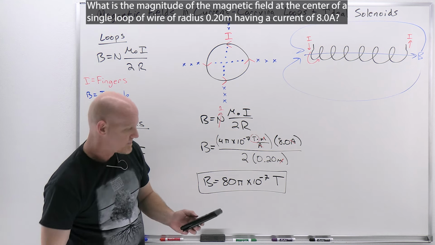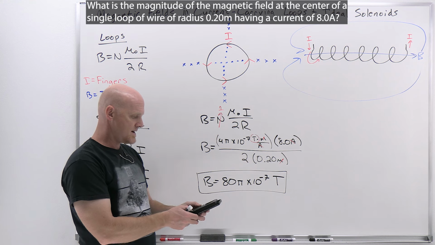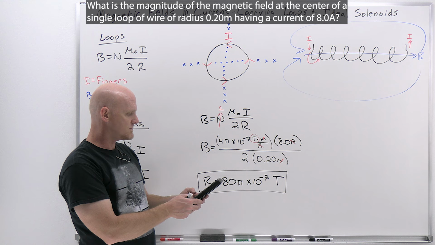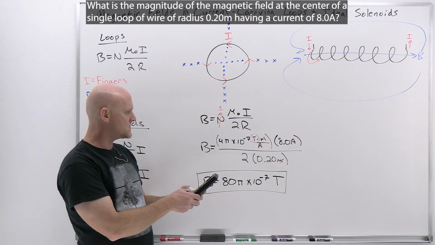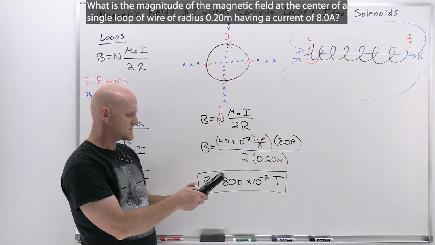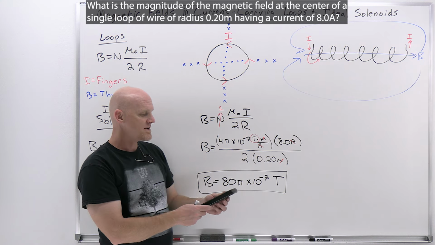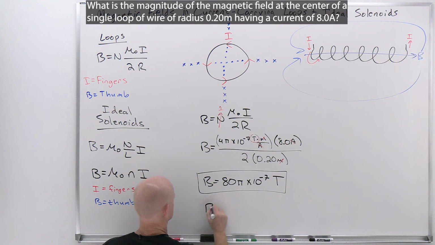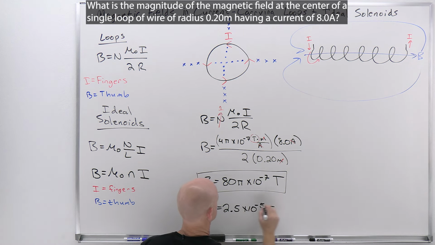I'm going to start this back from the beginning here. So we've got 4 times pi, then E on my calculator to the negative 7, which means times 10 to the negative 7, times 8 divided by 2 times 0.2, all in parentheses. And we're going to get 2.5 times 10 to the negative 5 if we round to 2 sig figs. Tesla.